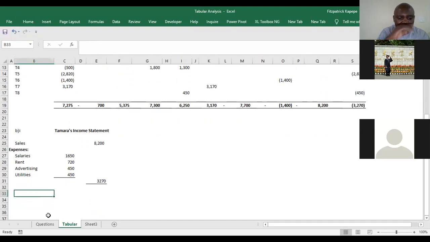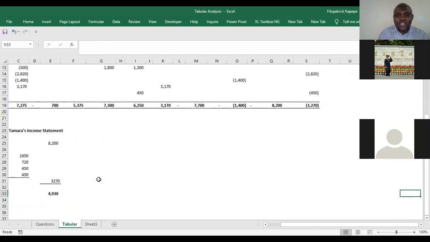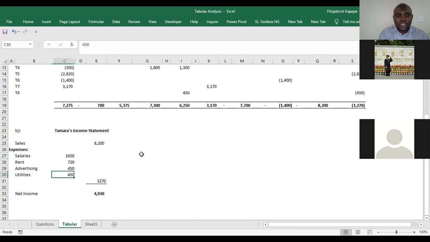So we'll say now net income, which is 8,200 minus 32, whatever, but we have to make sure to check whether it is balancing with this number that you have here. It's okay, you have seen it? 3270. This number here.